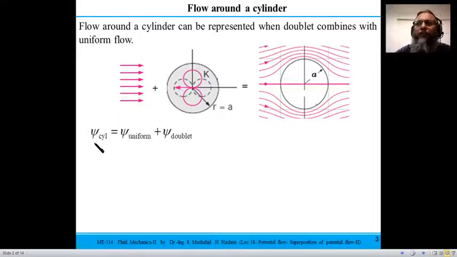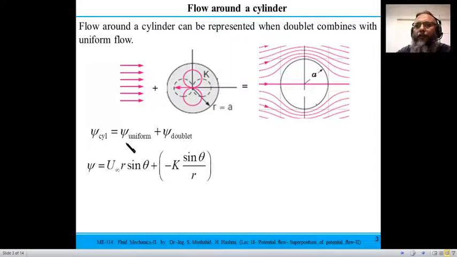We know the simple rule for addition when you superimpose two flows. So you have a uniform flow, with a corresponding stream function for uniform flow, and there is a stream function for the doublet, and we combine them together to get the stream function for flow over a cylinder. So this is the stream function for uniform flow, and this is a particular type of uniform flow which is in a straight line, and sometimes we call it a rectilinear flow.